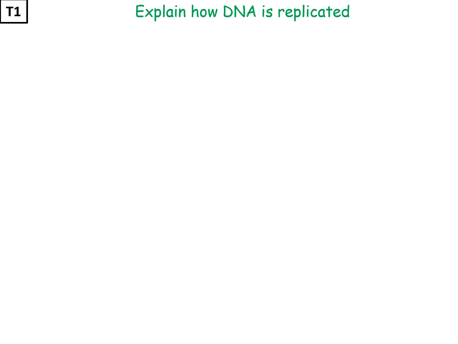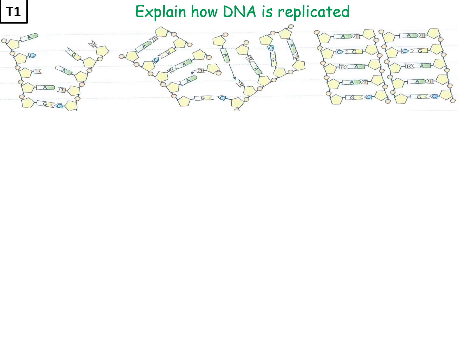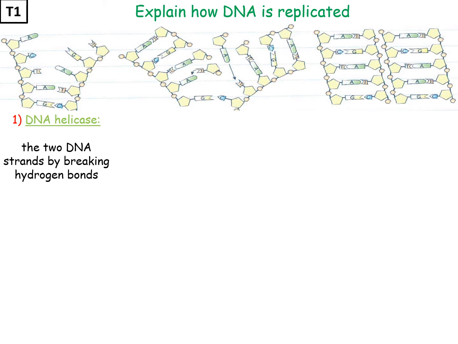Explain how DNA is replicated. The DNA is made up of two strands, and first you have to break the two DNA strands. And this is done by separating or breaking the hydrogen bonds by an enzyme called DNA helicase. And DNA helicase unwinds and unzips the two DNA strands when it breaks those hydrogen bonds.